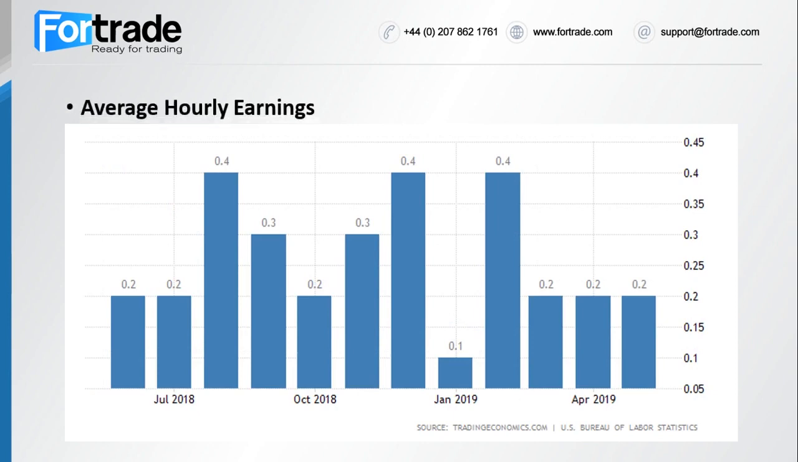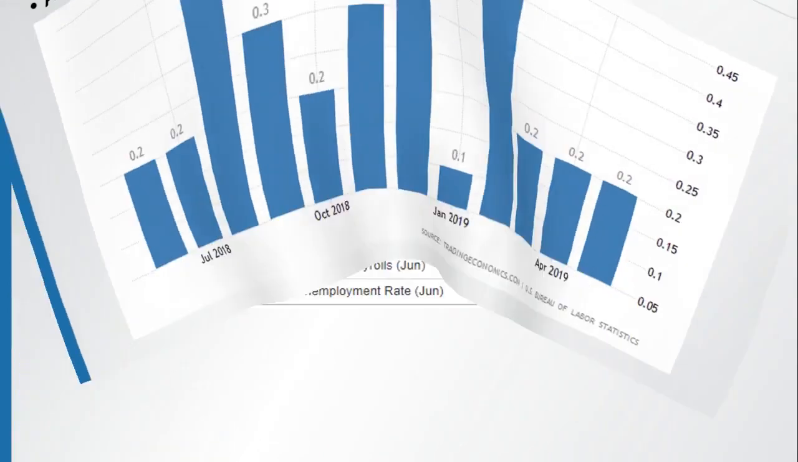Average hourly earnings is important since an increase in the figures indicates a possible rise in inflation and in the value of the dollar, while a decrease in AHE tends to push the dollar down. Month-on-month average hourly earnings was 0.2% in May.